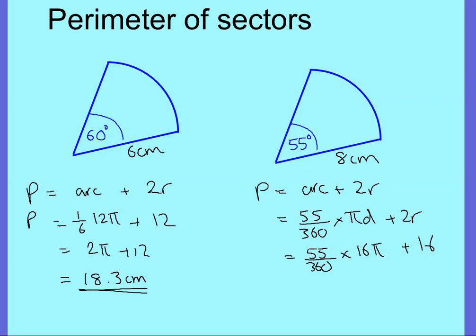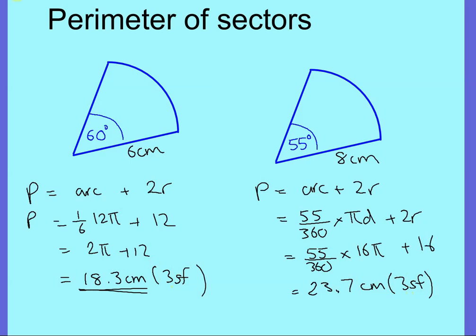Okay, it's just a matter of typing that in now. It's not going to be a nice number there. So 55 divided by 360 times 16 pi plus 16, and I get 23.7 centimeters, and that's the 3 significant figures, and I should have put that on here as well. That's it.